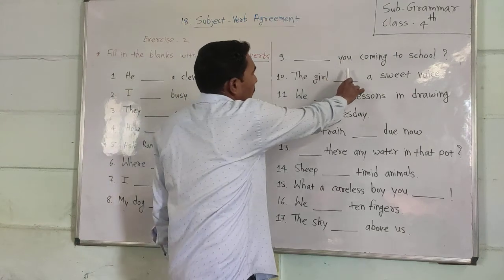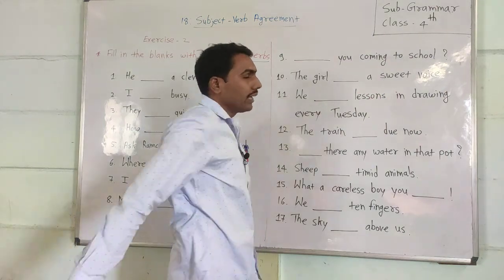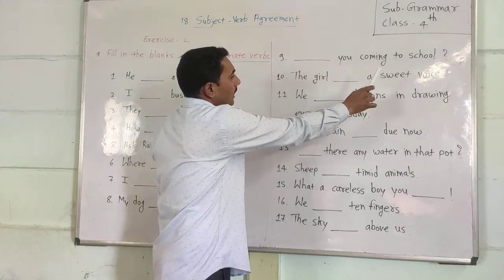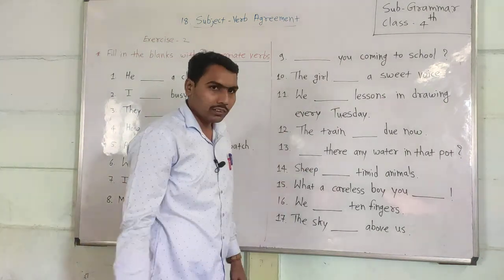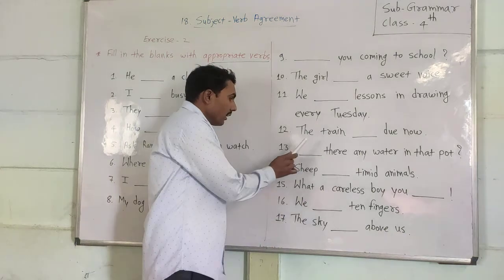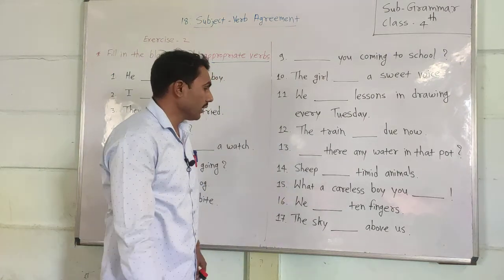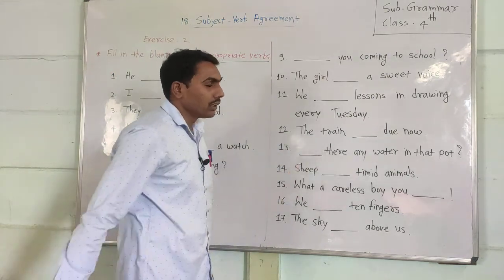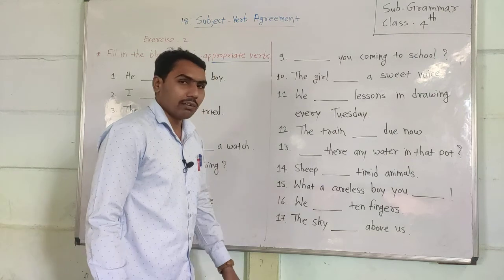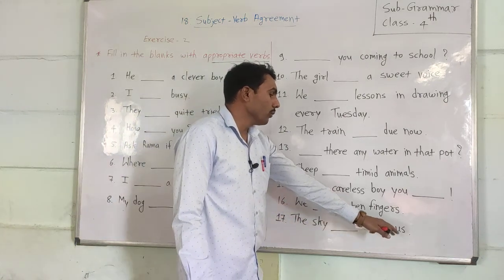Next, dash you coming to school? The girl dash a sweet voice, voice म्हणजे आवाज, full stop. We dash lessons in drawing every Tuesday. The train dash due now. Next, dash there any water in that pot? Sheep dash team animals. What a careless boy you dash! We dash 10 fingers. The sky dash above us.